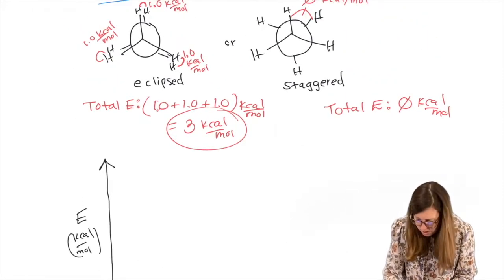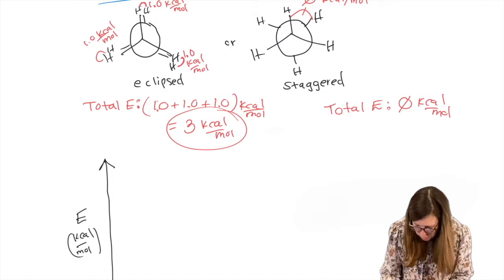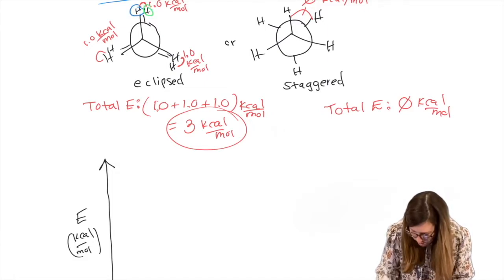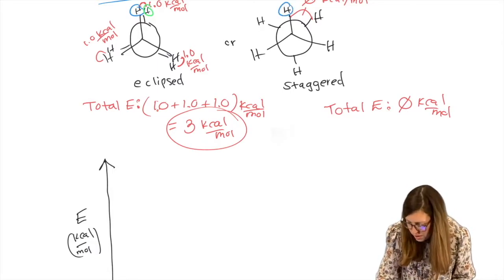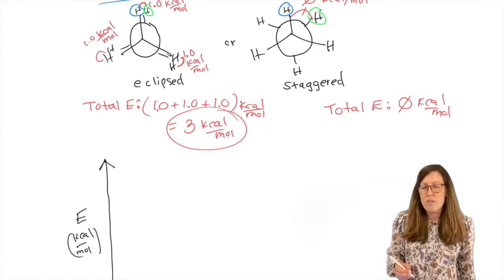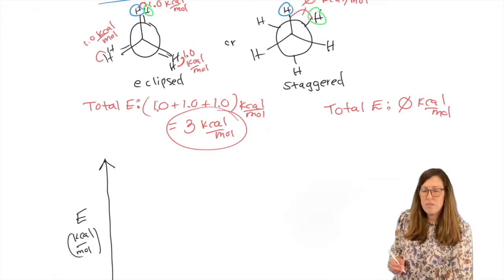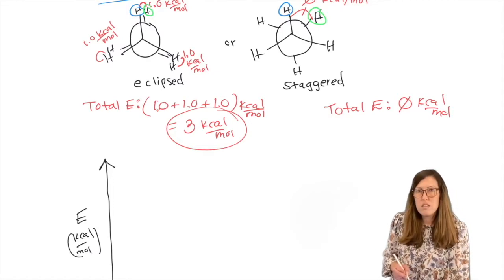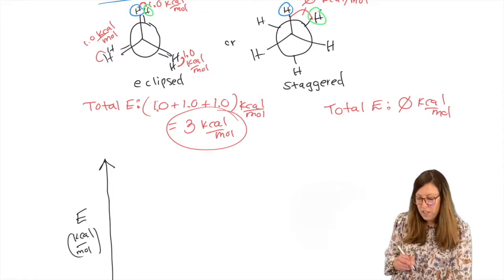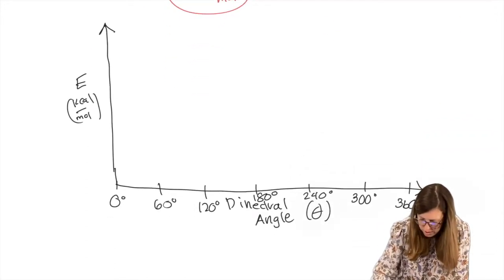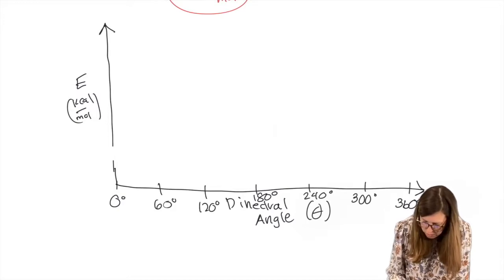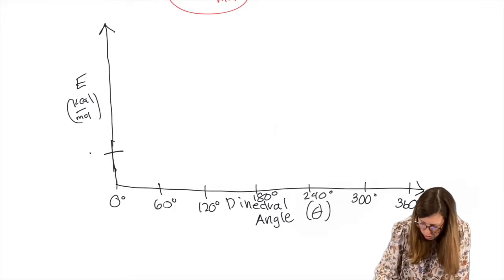Like so, right? Let's say we're even tracking this particular one. This one versus this one. So those are 0 degrees. And then if we rotated by 60, if those are our reference H's, then we'd have 60 degrees dihedral angle, 0 energy value. So at 0 degrees, we have 3 kilocalories per mole. Oh, let's add our energy values here. 1, 2, 3. So at 0 degrees, we're at 3 kilocalories per mole.